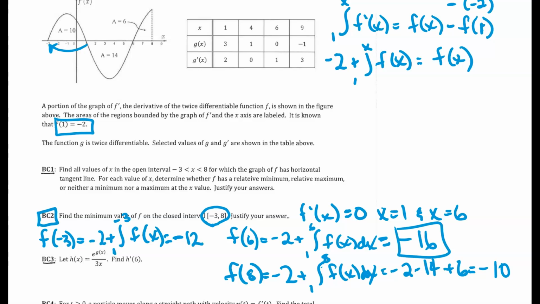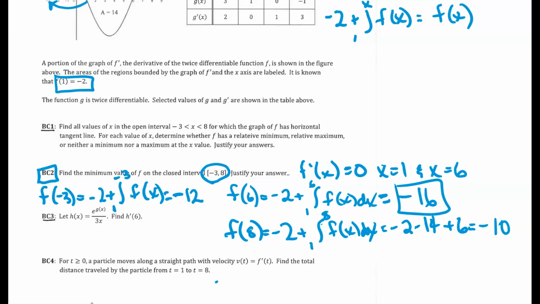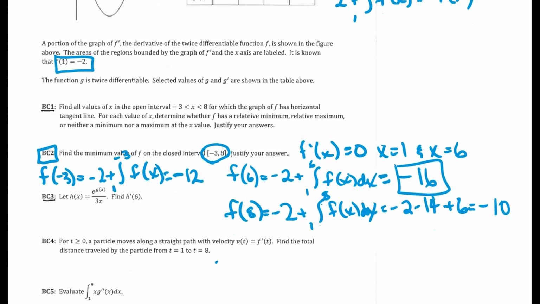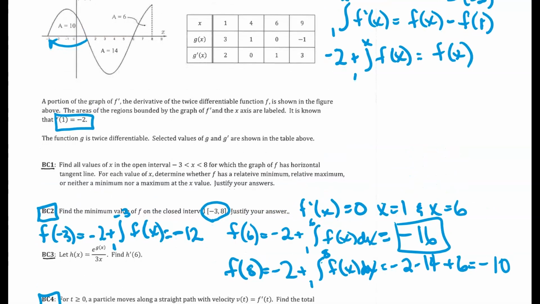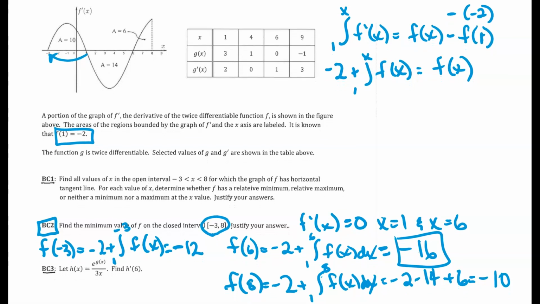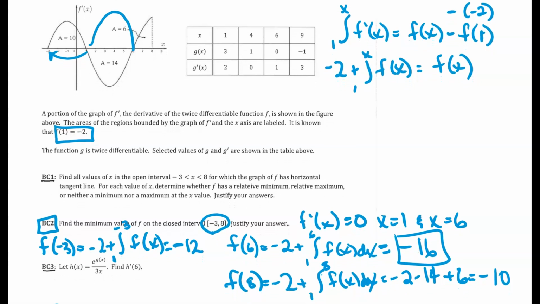Okay? Cool. All right. Then it also says that for a particle, so I'm on BC4 now, and they have defined f prime of t to be v of t. Find the total distance traveled. Total distance traveled is different from displacement. We could talk about the displacement from 1 to 8. The displacement from 1 to 8 would be what? Negative 8, because negative 14 plus 6 is negative 8. However, we're finding distance traveled. So we moved 14 units to the left plus 6 units to the right for a total of 20.